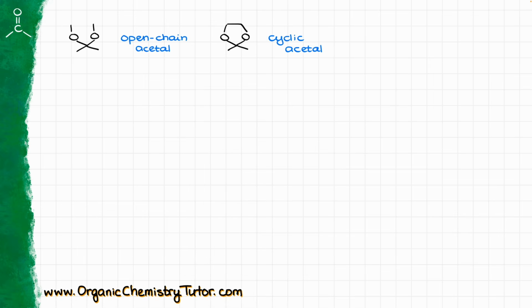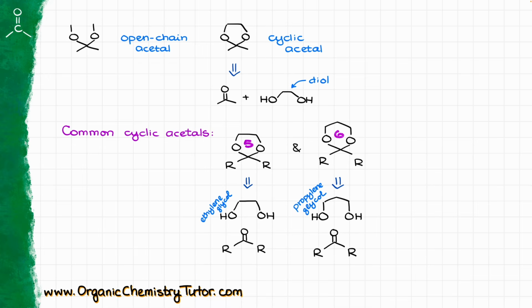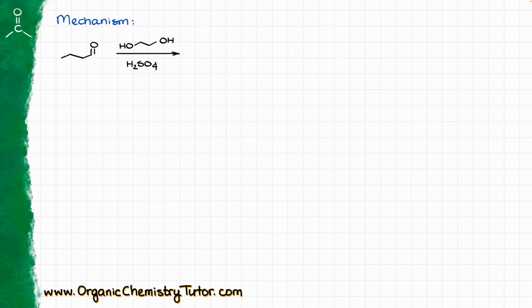or cyclic. If you're reacting your carbonyl with a diol, then you're likely going to make a cyclic acetal. Keep in mind though that this reaction, like any other cyclization, favors the formation of the 5 and 6 membered rings. So most common diols that you are going to see in this type of acetal formation are going to be ethylene, which is the 2 carbons and 2 OH groups, or propylene glycols, which is 3 carbons and 2 OH groups.